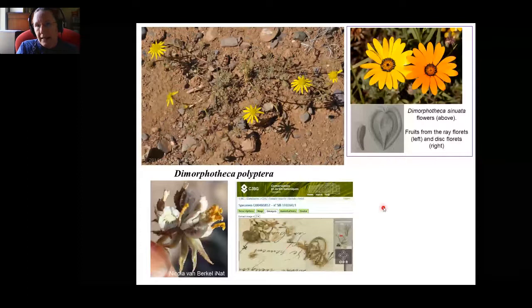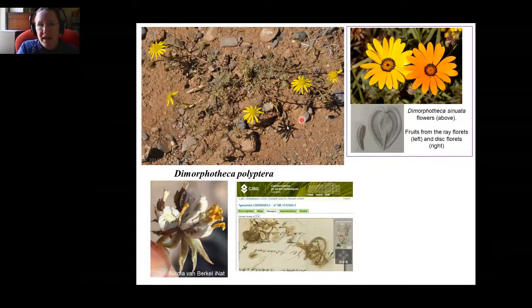But unlike classic Dimorphotheca, which has these very broad expanded ray flowers, Dimorphotheca polyptera lacks that feature of Dimorphotheca, which might explain it. And we're certainly going to investigate now whether these fruits develop from the disc flower, or maybe if they are developing from ray flowers.